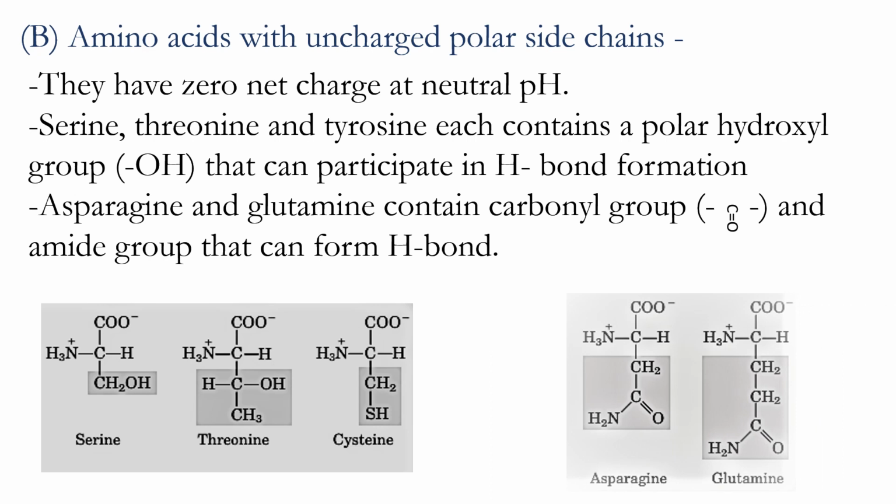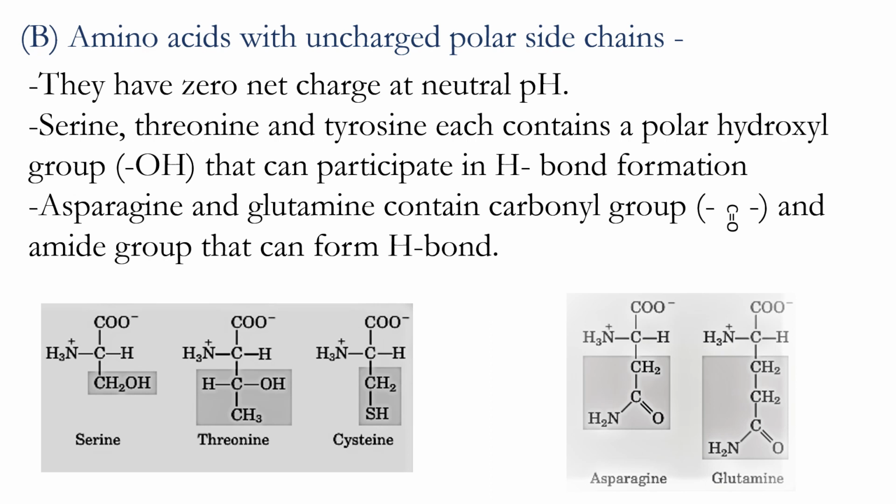Then next, amino acids with uncharged polar side chains. They have zero net charge at neutral pH, that means at biological pH. Though side chains of cysteine and tyrosine can lose a proton at an alkaline pH, that means the pH above 7.0 level, at neutral pH their side chains are uncharged. In case of serine, threonine, and tyrosine, each contains a polar hydroxyl group, that means OH group, that can participate in hydrogen bond formation.